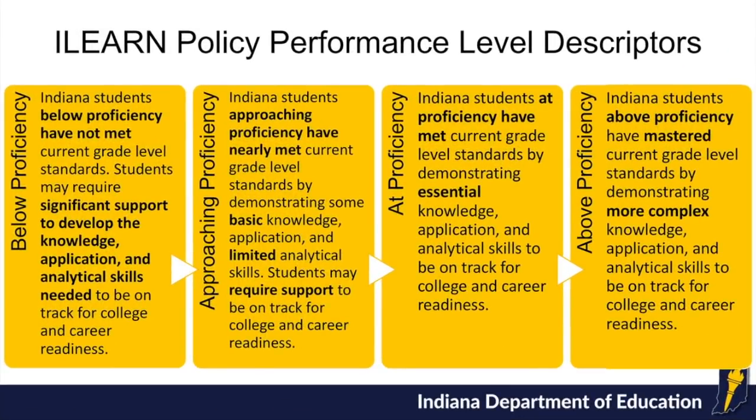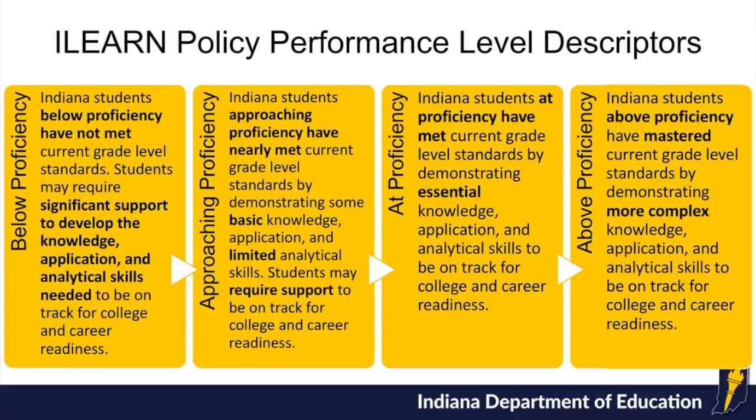This screen shows the new ILEARN policy PLDs. Notice that we have 4 proficiency levels where our previous assessment had only 3. The new performance levels are below proficiency, approaching proficiency, at proficiency, and above proficiency. Remember, these are broad statements that describe achievement. They will be applied specifically to grade level content in the range PLDs.